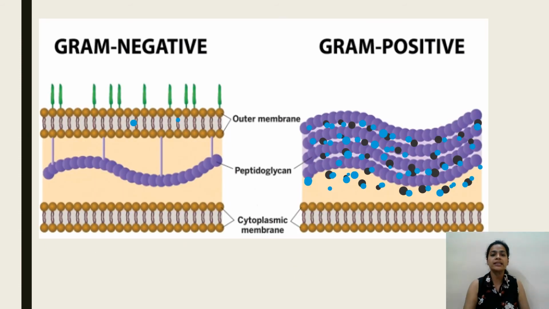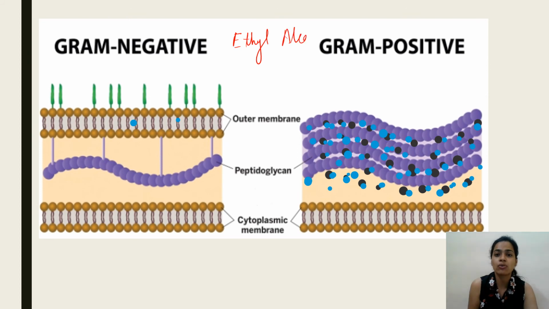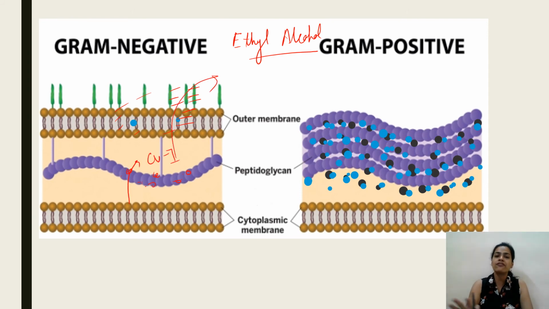Understand this with the help of the diagram here. You can see here, after the addition of ethyl alcohol, which is a decolorizing agent, the LPS, the lipoproteins of the outer membrane, will be dissolved. As a result, the layer will be exposed, so pores will be created here, and the CV and I complex has already left the cell.